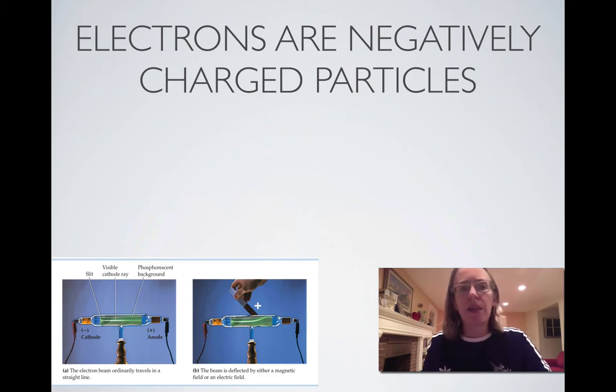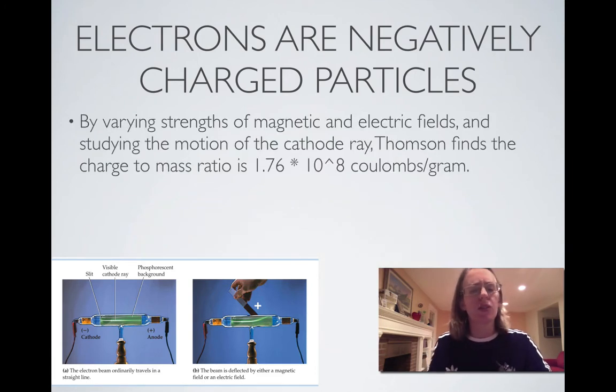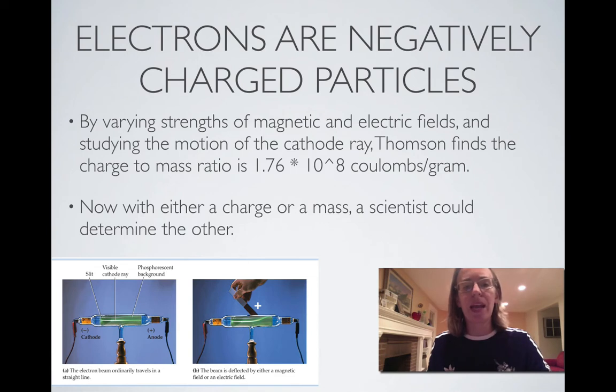By varying the strengths of the magnetic field and also electrical fields and studying those cathode ray tubes, Thomson discovered a charge to mass ratio. So he wasn't really sure what these electrons were really like, but he knew that there's a charge associated with them that could be quantified in a relative manner. The numbers are not really that important, but if we now determine either the exact charge or the exact mass, then a scientist could easily determine the other.